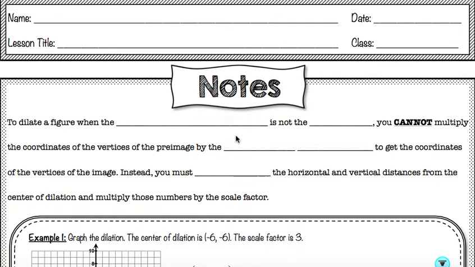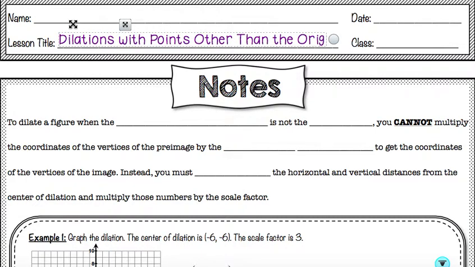In this lesson, we're going to learn about dilations. We are specifically dealing with dilations when the center of the dilation is not the origin. So the lesson title is Dilations with Points Other than the Origin, because the center of dilation for this lesson is not the origin. And we're going to fill in some blanks here.